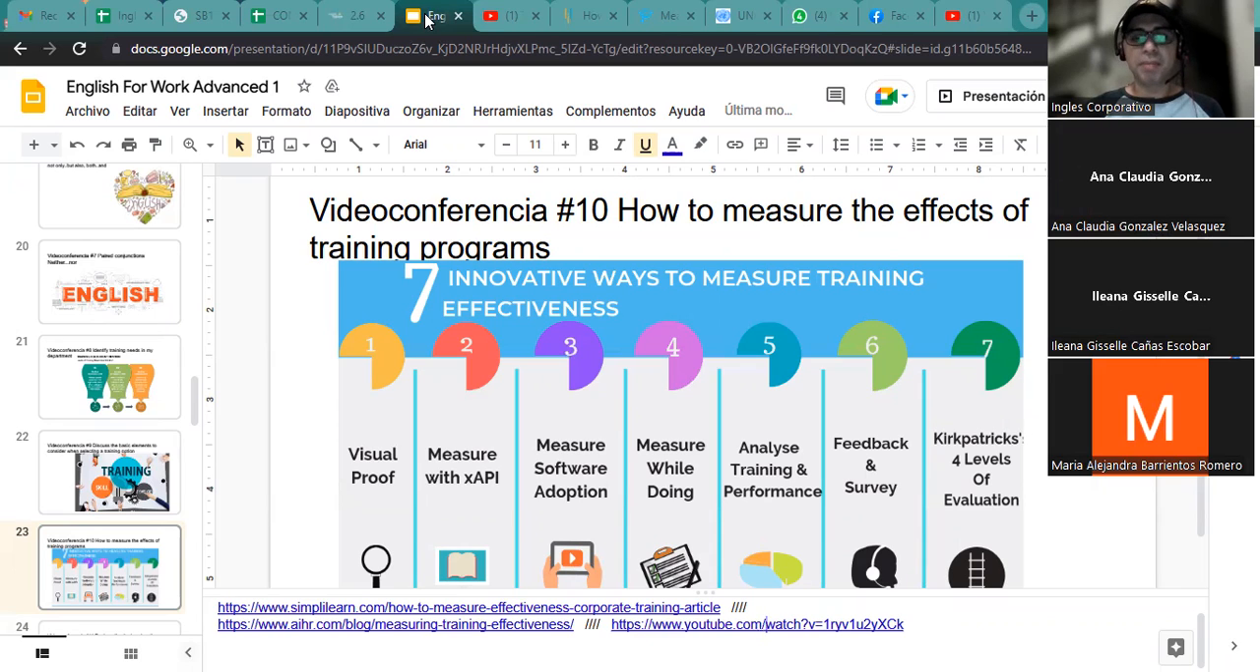So good. Measure with xAPI. Do you know what that is? The same as KPI. Exactly, with some metrics, right? Some ratios with which you will be able to identify if something is getting improved. Good. Measure software adoption. What is that?